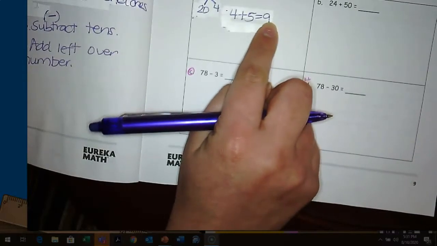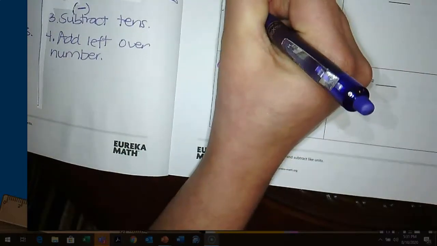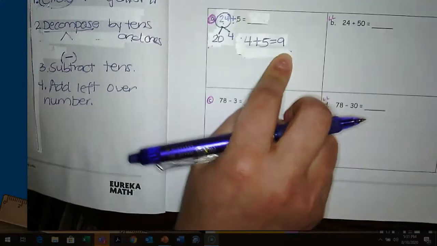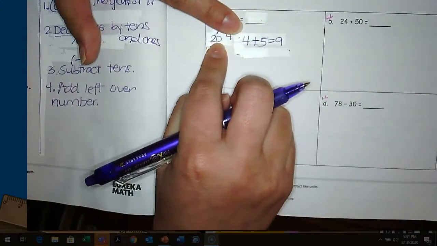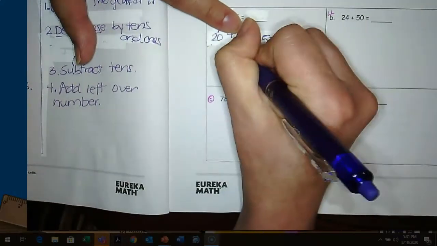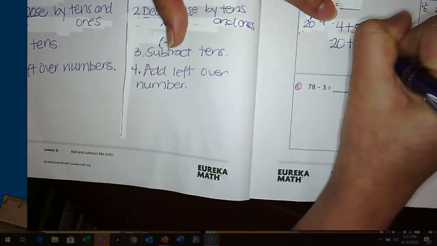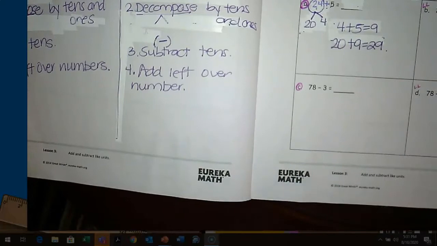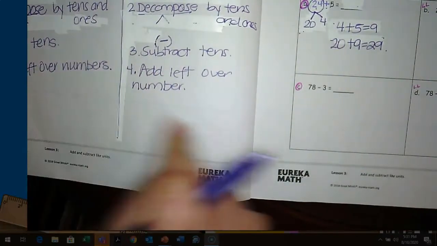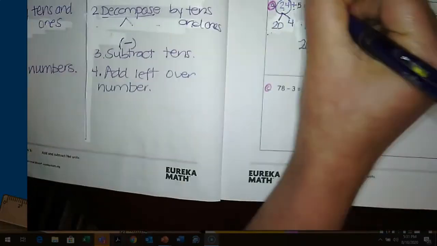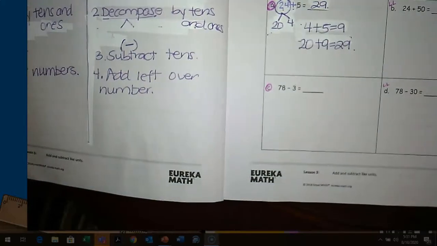So I already figured out 9. Now I add the number that is left over. The number that is left over is a 20. So I add 20 plus 9 equals 29. And I follow the quick steps and I'm able to figure out the answer. Quick and simple.